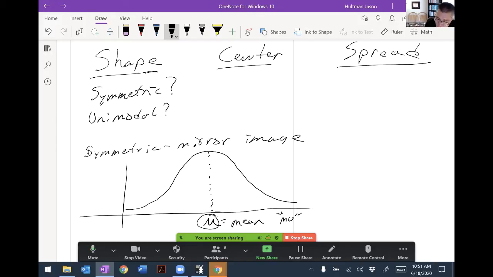which is a Greek symbol meaning mean or average. So it's symmetric. The right side is a mirror image of the left side. So it's symmetric and unimodal. What does modal mean? Modal is the number of humps. The number of modes are the number of humps that my data has. And if it's unimodal, it means it only has one hump.